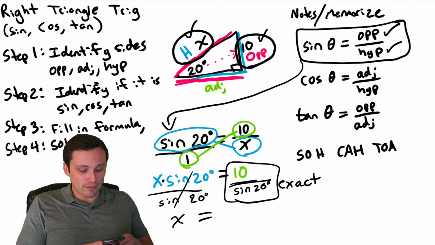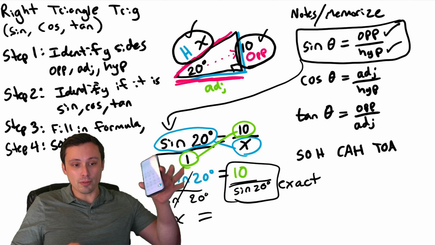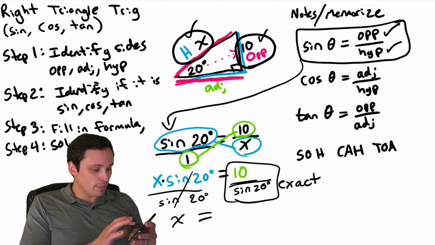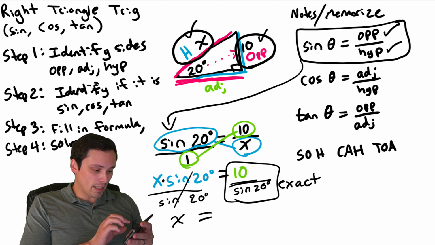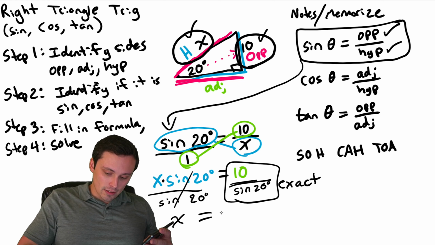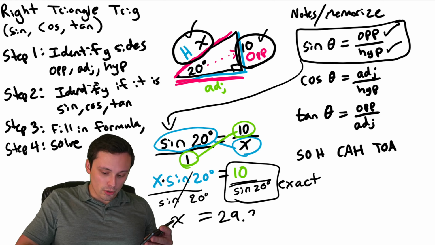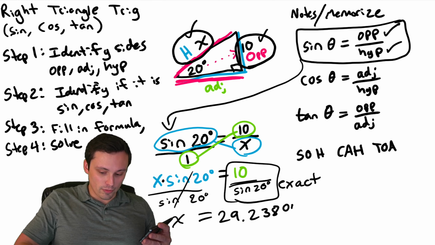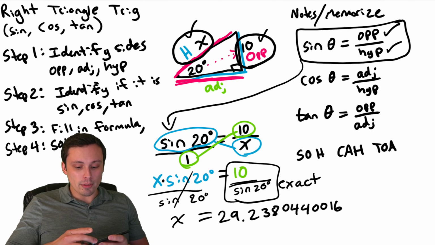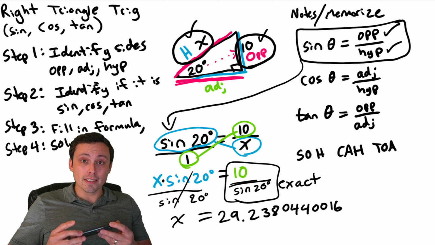I'm just going to use the one on my phone. If you're using the one on your phone, you probably need to rotate it sideways to get your sine, cosine, and tangent buttons. And I'm just going to type in 10 divided by sine 20. And let's see. So I get 29.23804400016, blah, blah, blah.